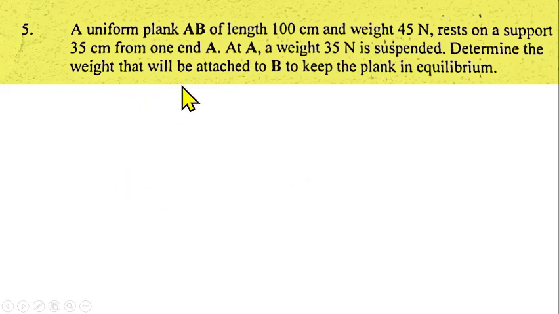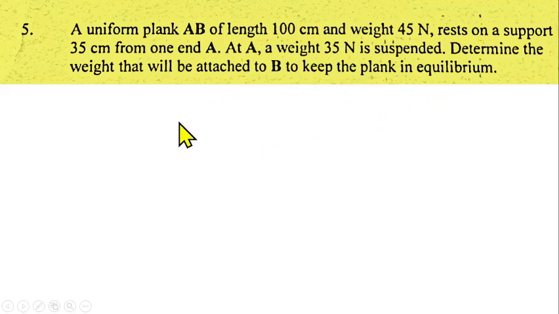Question number 5 is from equilibrium, that is mechanics. Okay, yes, that's a moment. You are told that a uniform plank AB of length 100 centimeters and weight 45 Newton rests on a support 35 centimeters from one end A. At A a weight of 35 Newton is suspended. Determine the weight that will be attached to B to keep the plank in equilibrium. So the question is from moments about an equilibrium.